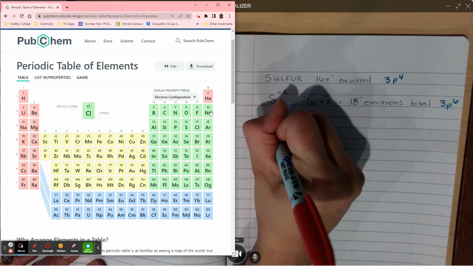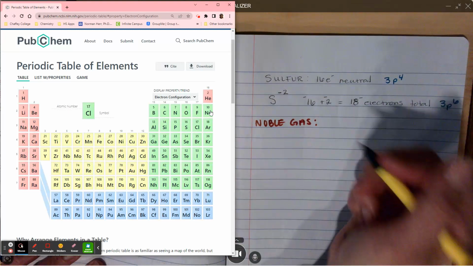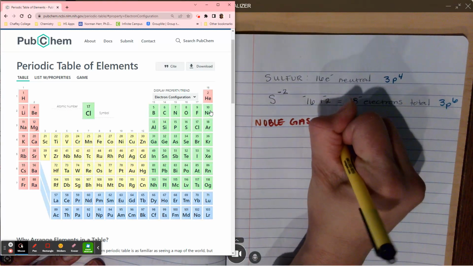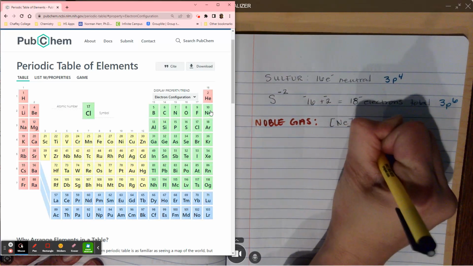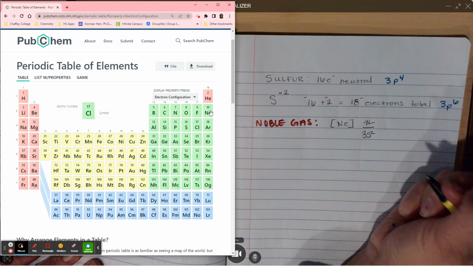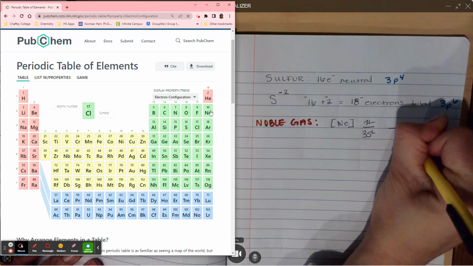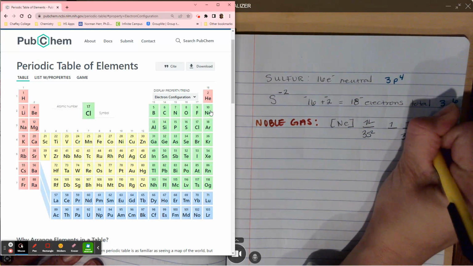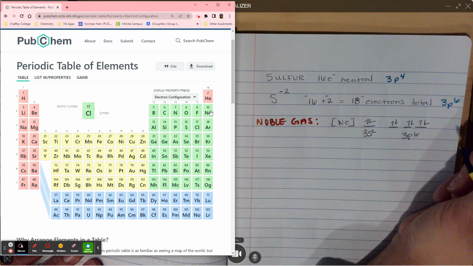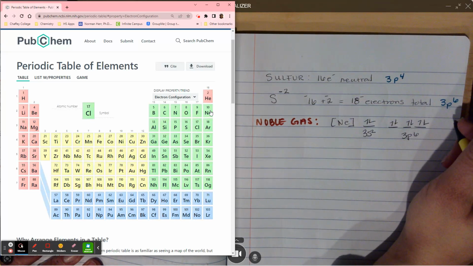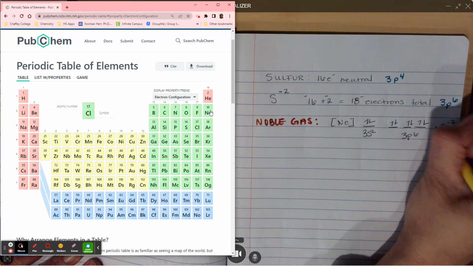And that's really cool to know, because now maybe I just want to do the noble gas notation. In your noble gas notation, you would do neon, and you have 3s2, and then 3p6, 1, 2, 3, 4, 5, 6. So this right here represents sulfur with a -2 charge.